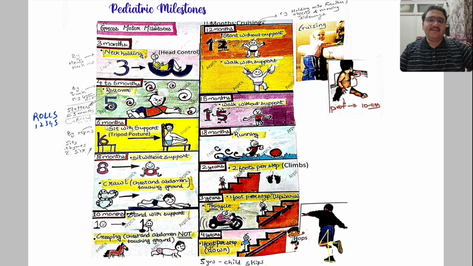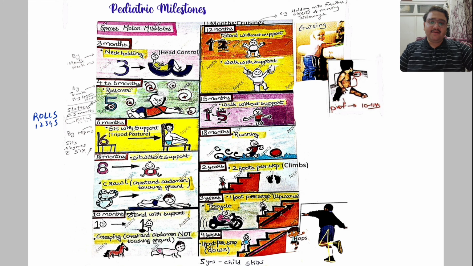Then at 6 months, sits with support, that is tripod posture. And you can remember that sit rhymes with 6. So sit and 6. 6 months, sit with support. Then at 8 months, sits without support and crawls. That is chest and abdomen touching the ground. So you can remember snakes crawl. So 2 snakes forming a 8. So at 8 months crawl.